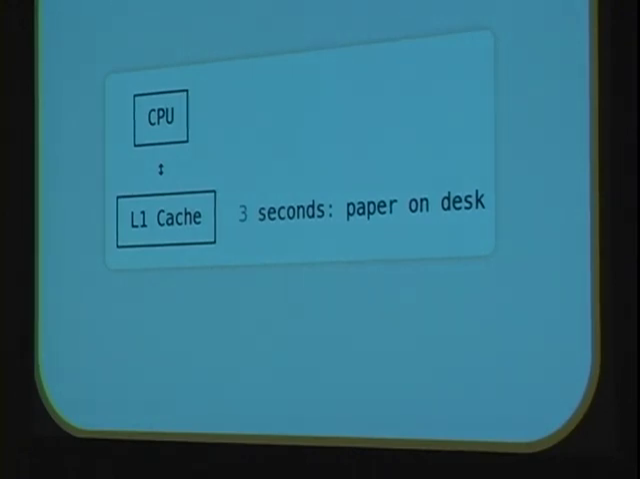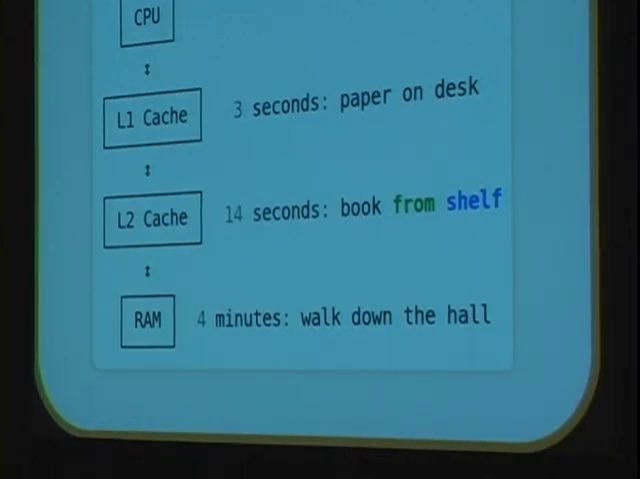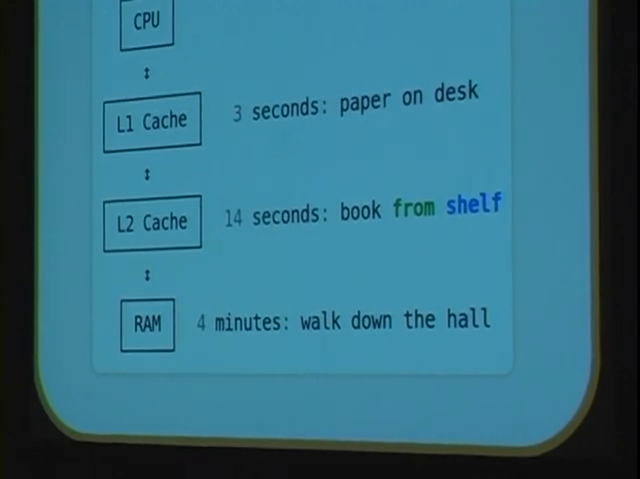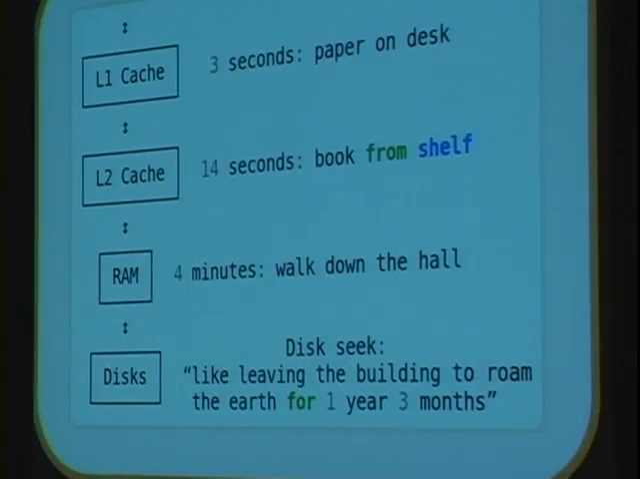Let's, as an analogy, imagine the on-die level 1 cache as being like looking at a piece of paper on a desk next to you. It takes 3 seconds to read the bit of information you need. Given that scale, the L2 cache, which is a much larger data store, but a bit slower to get to, would be like pulling a book down from the shelf and taking 14 seconds to find the information you need. Having to go to the RAM chips on your computer, which is like this incredibly slow array of, it's like steampunk, a bunch of capacitors, is like walking down the hall for 4 minutes, talking to people to get the information you need and coming back. And then finally, to go to disk is like leaving the building to roam the earth for 1 year and 3 months. You have to understand that scale.